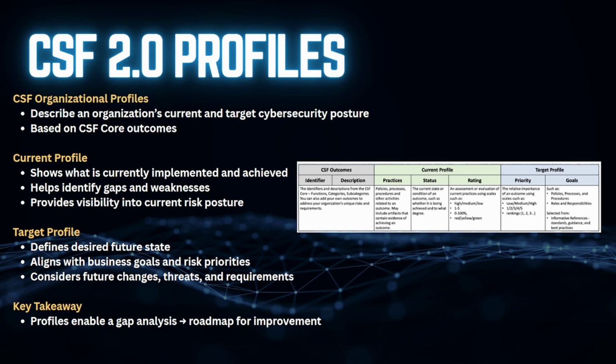Now let's talk about profiles. Profiles are a key mechanism for applying the framework in practice. The current profile represents what the organization is doing today, while the target profile defines the desired future state. By comparing the two, organizations can identify gaps and prioritize improvements. This effectively creates a roadmap that aligns cybersecurity efforts with business objectives and risk priorities.